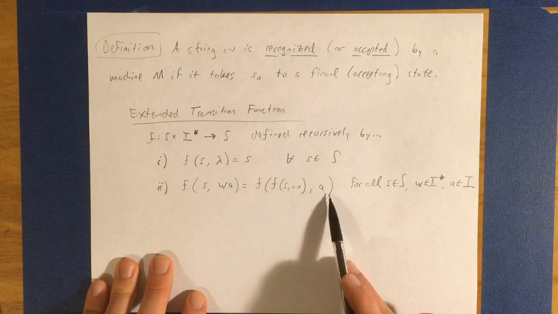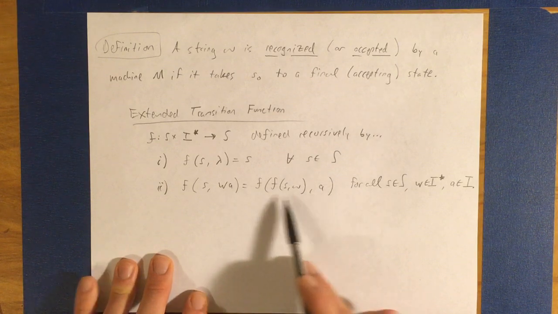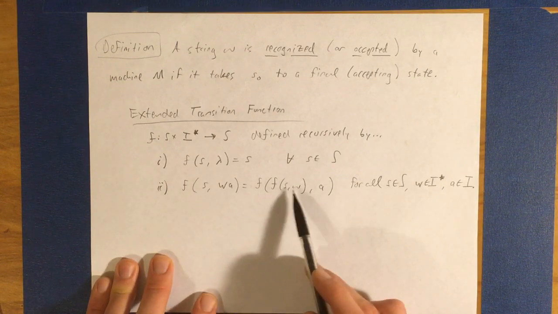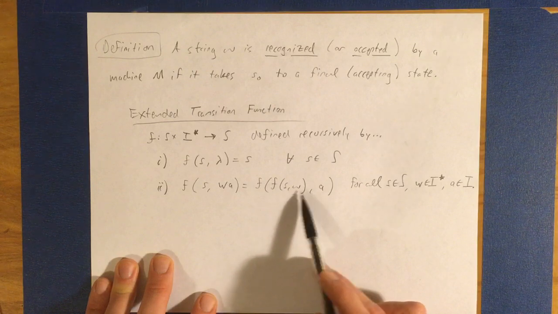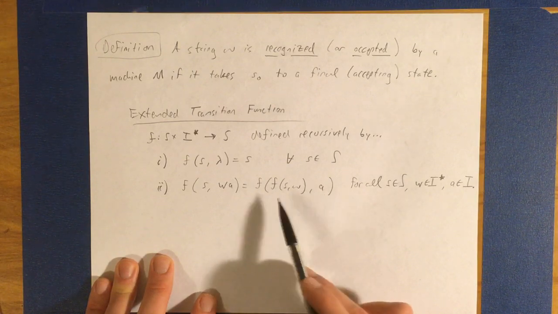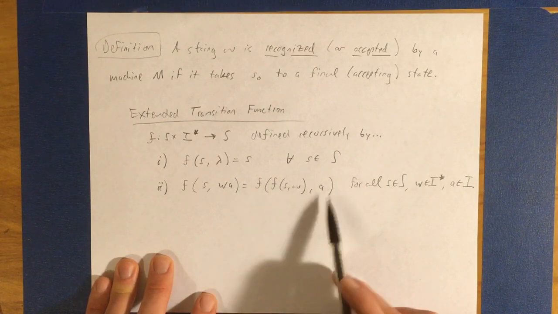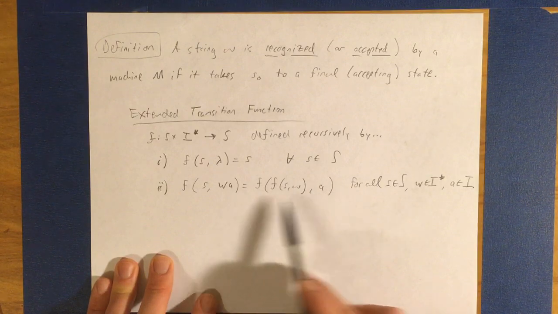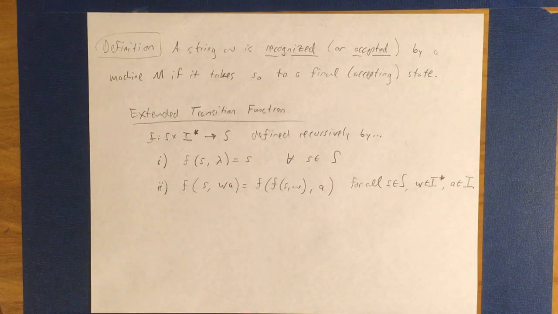So this recursive structure essentially, remember that f outputs a state, right? So that becomes a valid input for the first slot in f. So we're composing the function with itself here. This is classic recursion here.